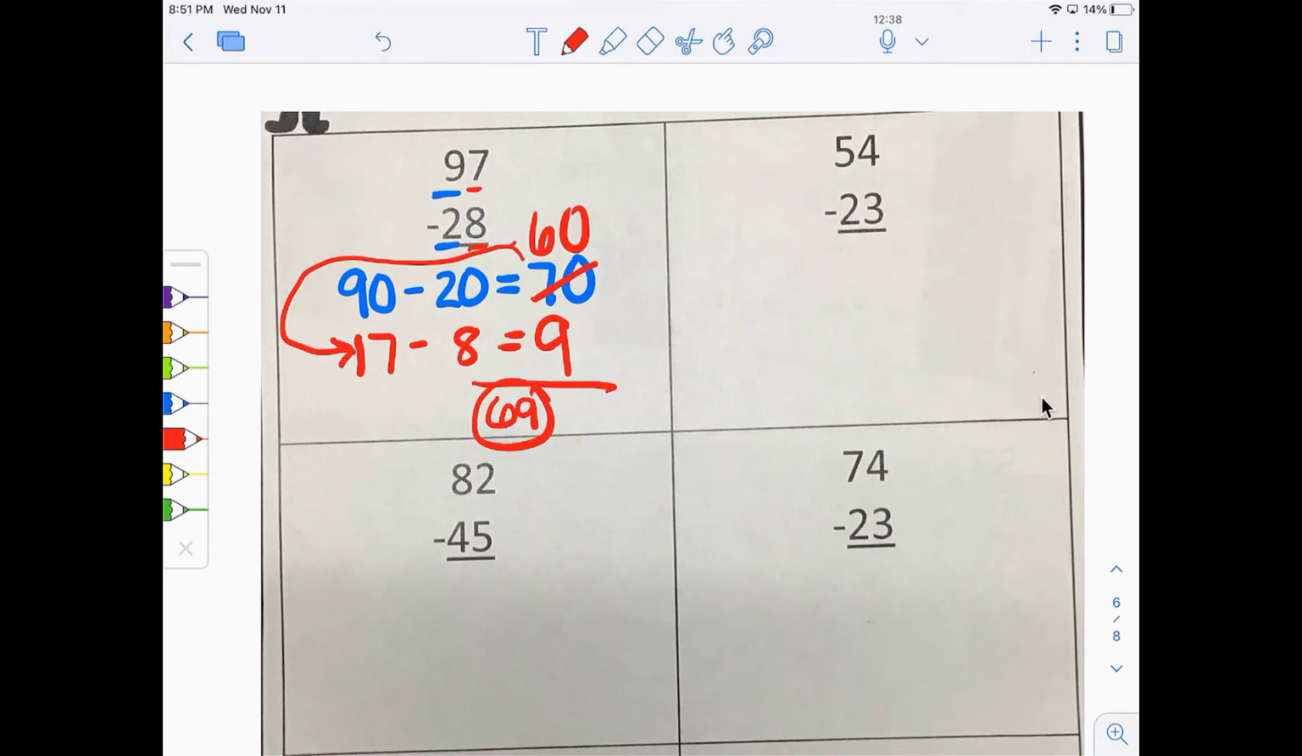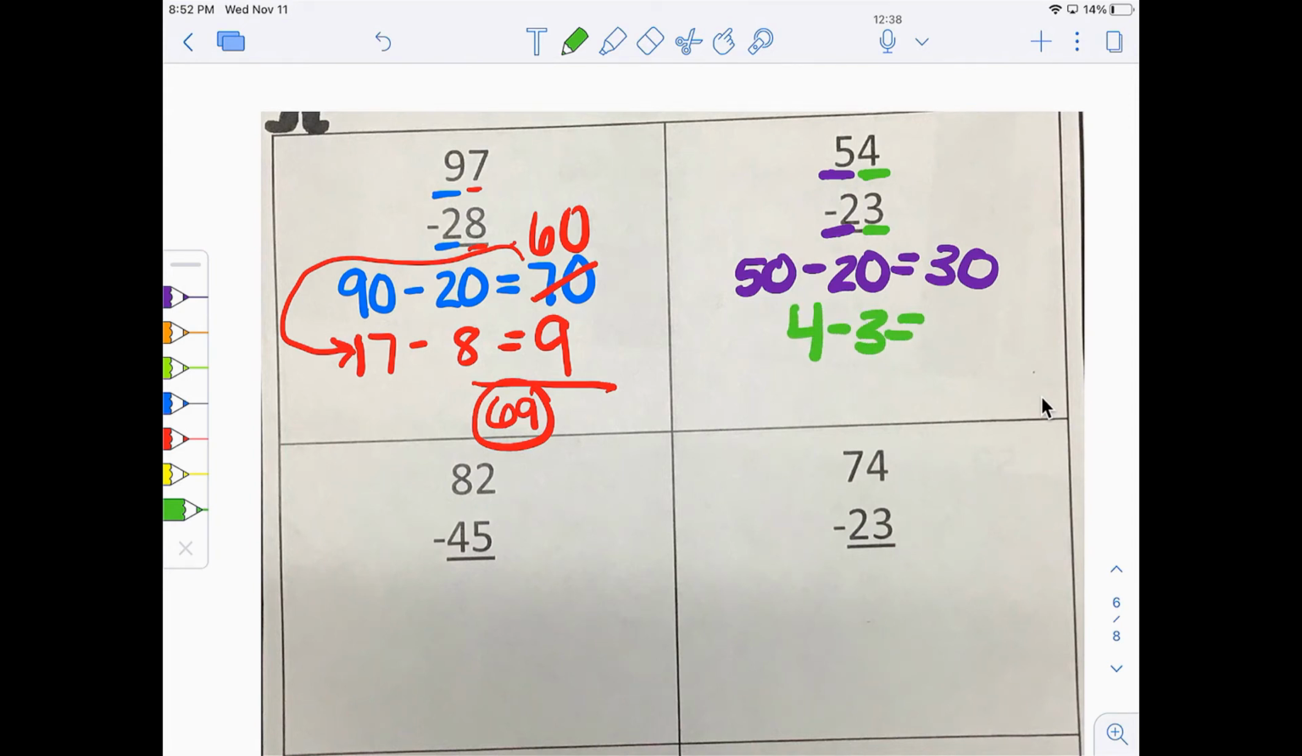Okay, let's try the next one. So we have a 5 in the tens place and a 2. So we write that as 50 minus 20 is 30. Now let's look at the ones place. So we have a 4 and a 3. And remember to keep those in order. So 4 minus 3 is 1. We didn't have to borrow on that one. So now that we are finished with all of our subtraction, we put them back together and we get 31. I'm going to circle that.